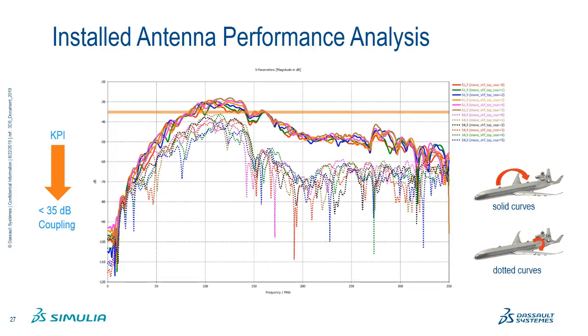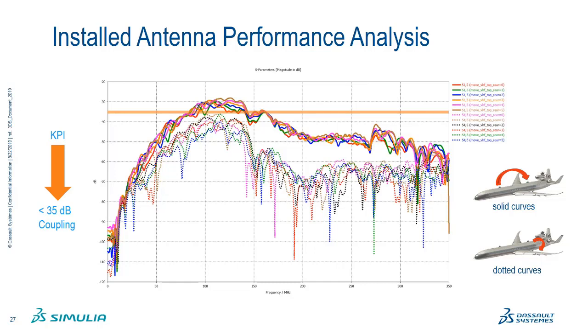Another important design consideration is the coupling between antennas. In this plot, we show coupling in dB versus frequency in megahertz. There are multiple curves, each representing a different location of the VHF top rear antenna. The solid curves are results for the coupling between the top rear antenna and top front antenna. The dotted curves are results for the coupling between the top rear antenna and the antenna underneath the fuselage.